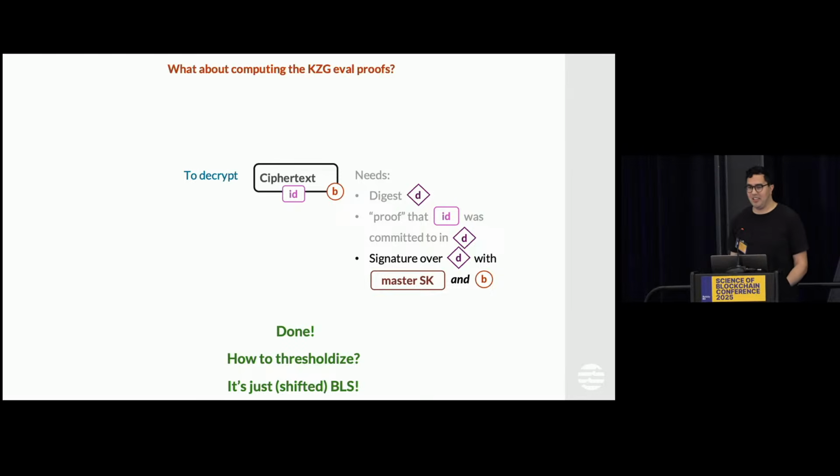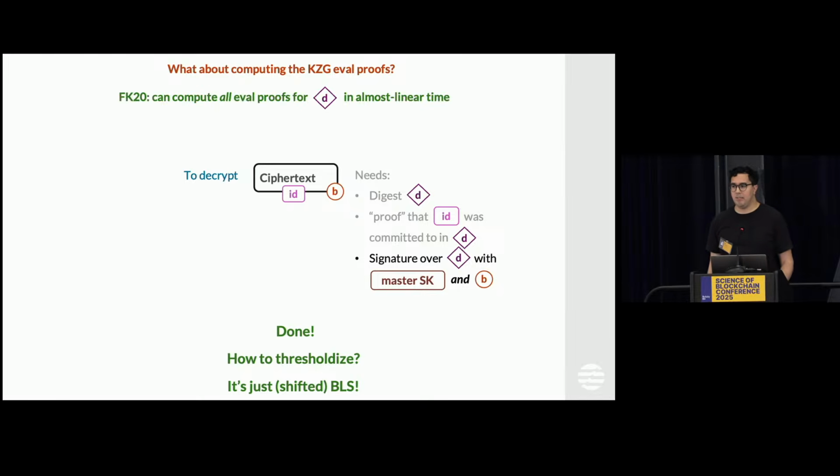Another thing that you might be wondering, if you know anything about KZG, is where are the evaluation proofs? Evaluation proofs tend to be not very efficient to compute. But it turns out that there's this nice algorithm by Feist and Khovratovich that allows you to take some digest and batch compute all the evaluation proofs blazing fast. You can compute all of these proofs in almost linear time, so that's almost constant time per proof. And what that means is that decrypting the ciphertext, at least in an asymptotic sense, is also very fast.